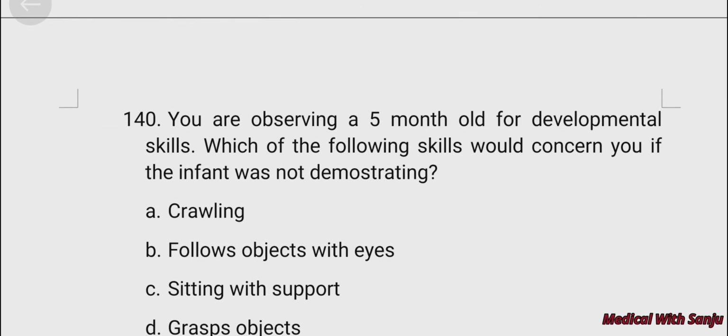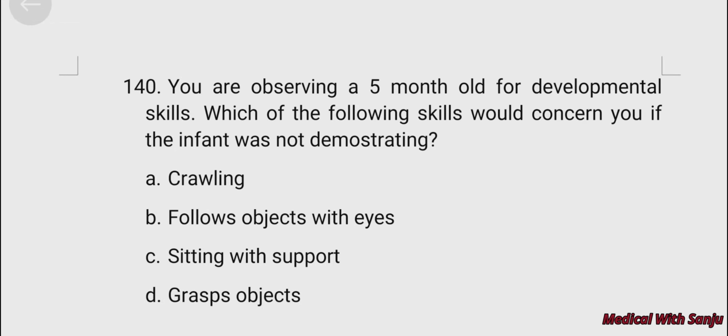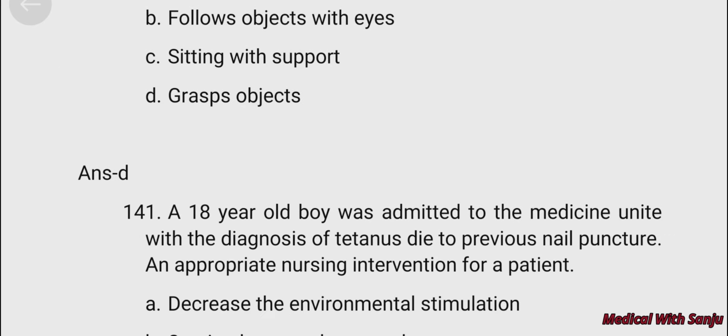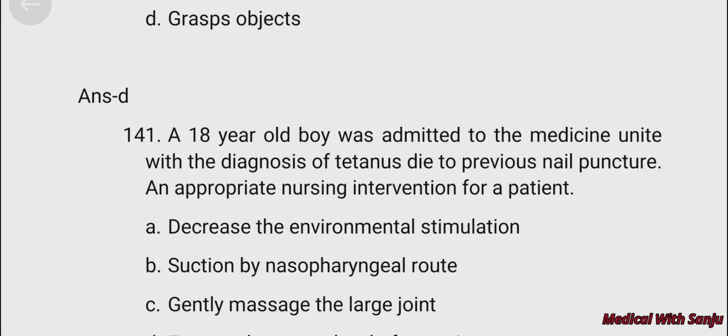Question 140. You are observing a 5-month-old for developmental skill. Which of the following skill would concern you if the infant was not demonstrating? Option A. Crawling. Option B. Follow objective with eyes. Option C. Sitting with support. And option D. Grabs objects. The right answer is option D. Grabs objects.